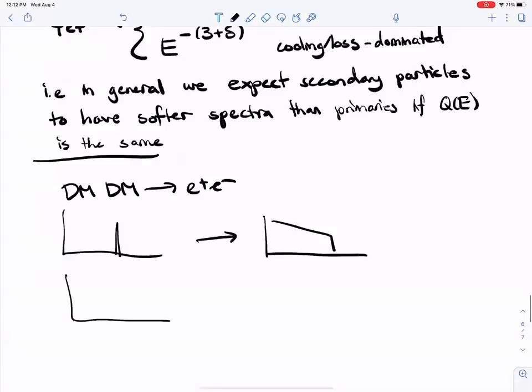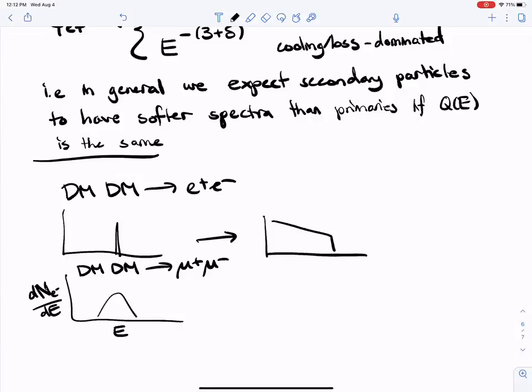And if I have DM DM goes to mu plus mu minus, then the spectrum of electrons will be somewhat broader because there's some distribution in the electron energy. So maybe my electron spectrum is like this. You can sort of say, okay, model this as a bunch of delta functions, take the sum. Then what you're probably going to get is some spectrum that looks like this after propagation.